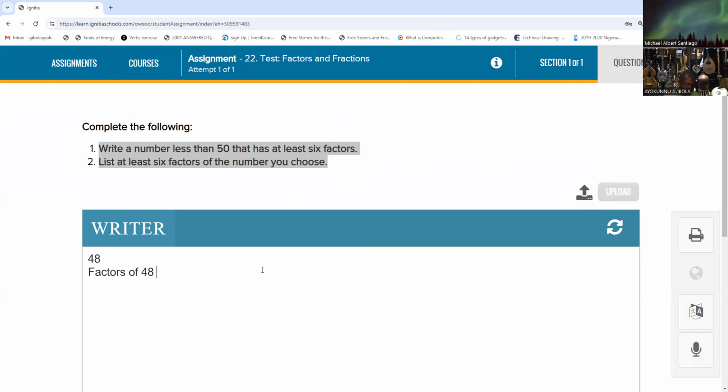Factors. Start from 1. Next. 2, 3, 4, 6, 8, 12. Can you get the next one? 48. It is 16, 24, and 48.